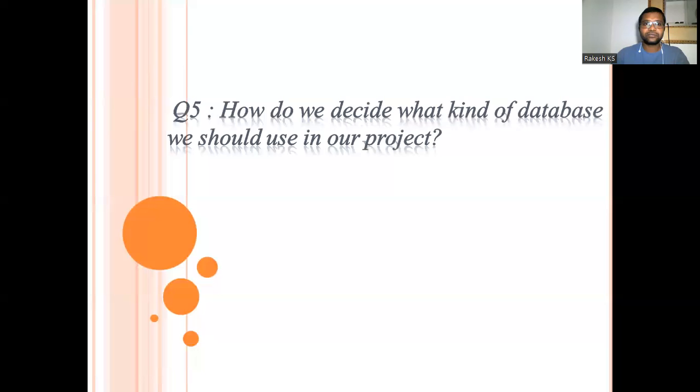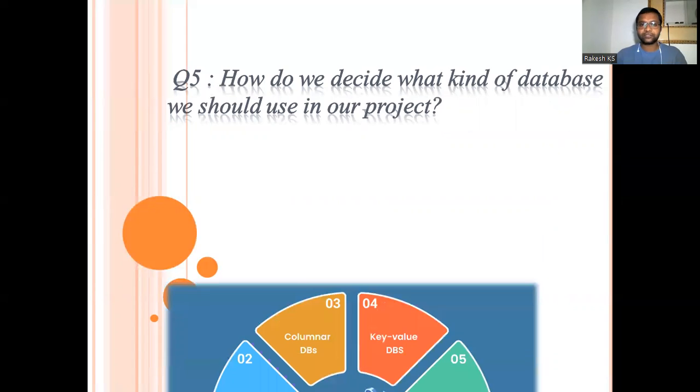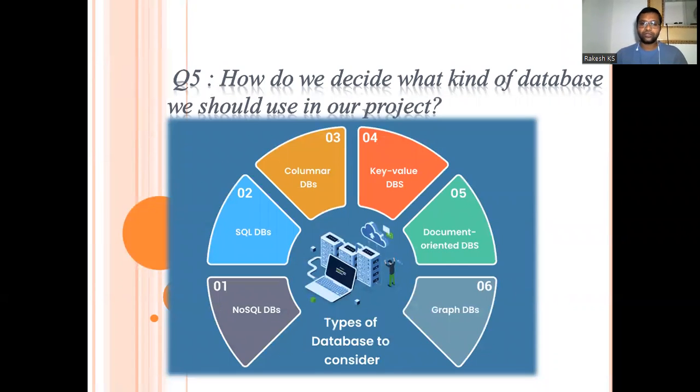Now we should see the next question. How do we decide what kind of database we should use in our project? There are mainly two types of database, that is relational database and non-relational database. Relational database is based on SQL, and it is a tabular form of data. In a non-relational database we can choose many kinds of data input, like non-tabular, unstructured, and different kinds of data.